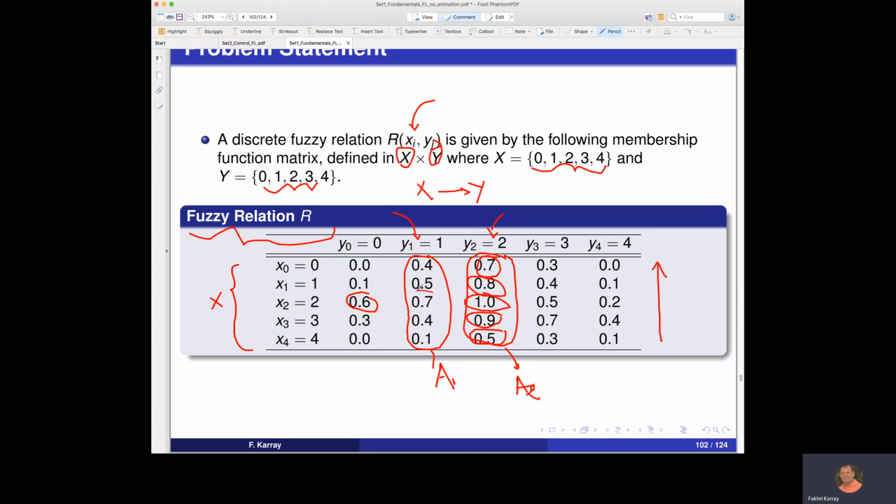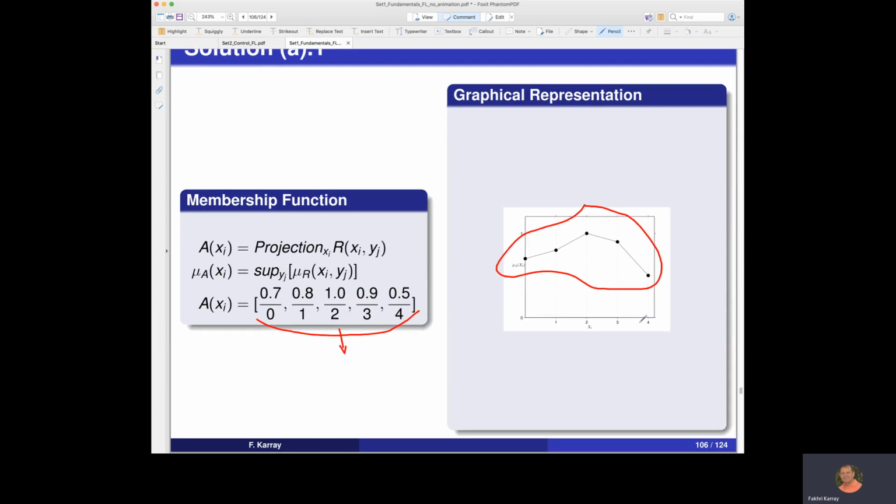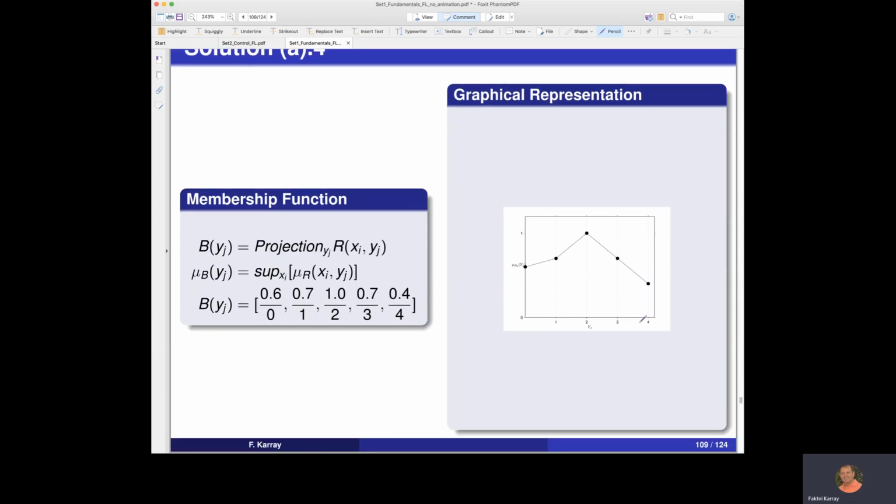The maximum here is going to be 0.7. The maximum here is going to be 1. The maximum here is going to be 0.7. The maximum here is going to be 0.4. So this is projecting onto y, and this gives us the value of b for that particular representation.